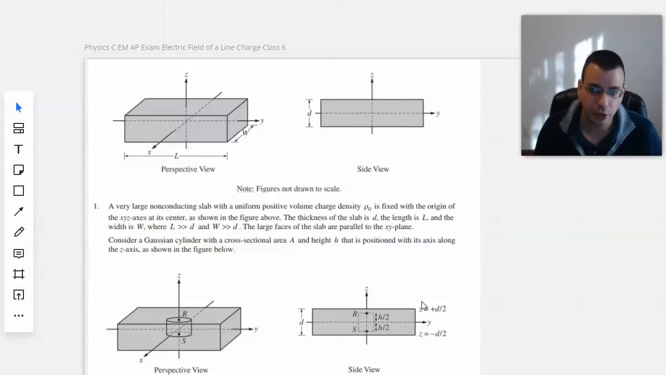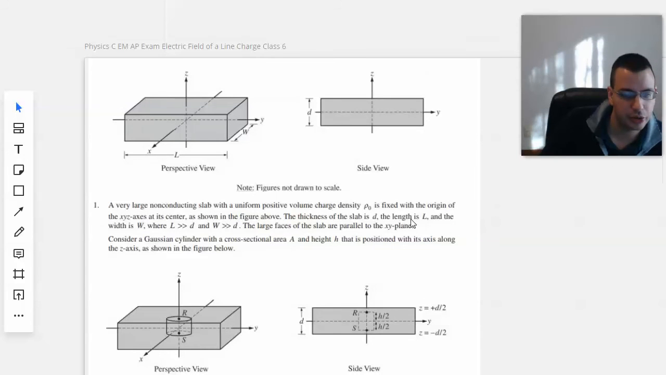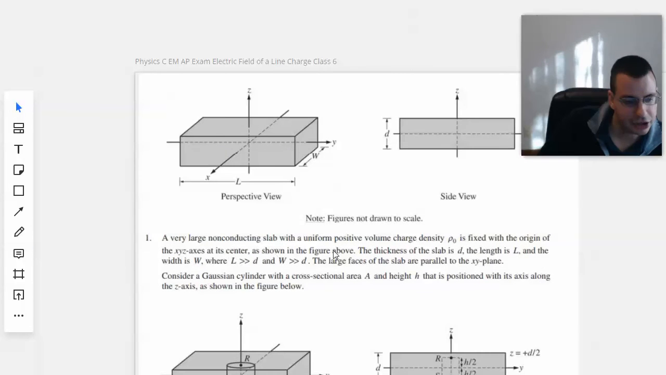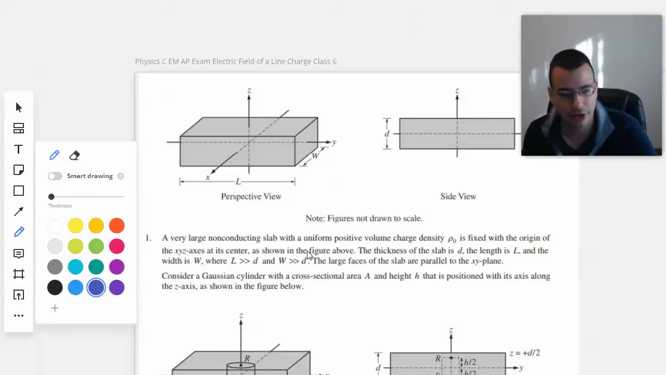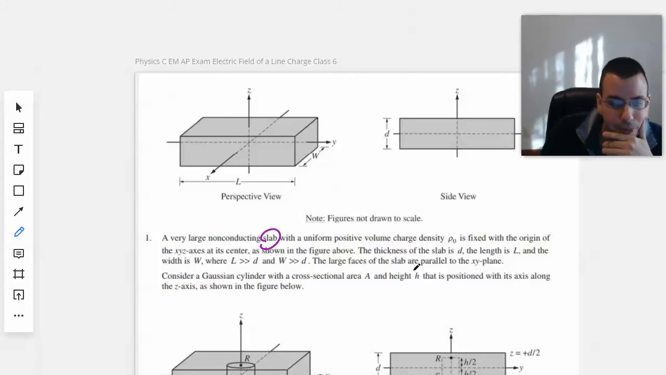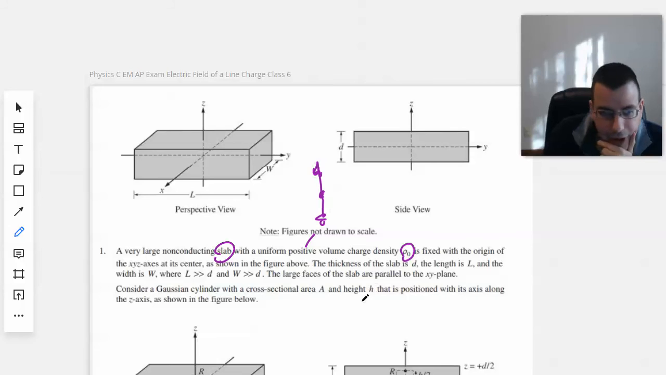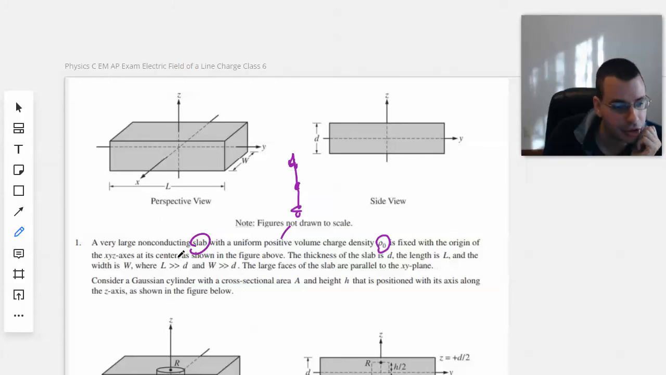Okay, so for this one, we've now moved on to a slab. A square, rectangle, prism. A very large, non-conducting slab. It is a slab. One out of three isn't bad. A slab with a uniform positive volume density of rho naught. And it's positive, which means that the arrows go out, which is useful to know. It's fixed with the origin x, y, z as center, as shown above. The thickness of the slab is d, and the length is L.